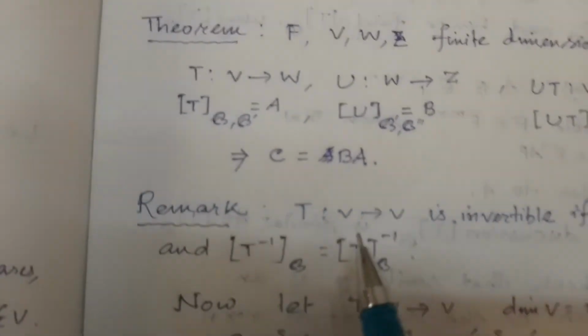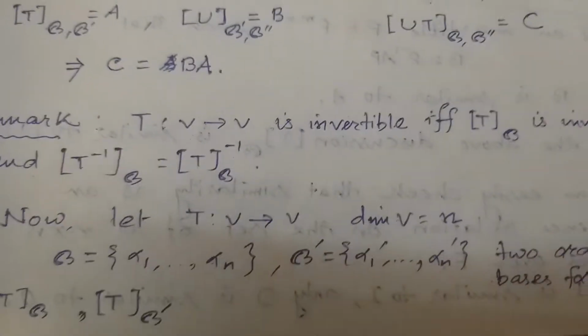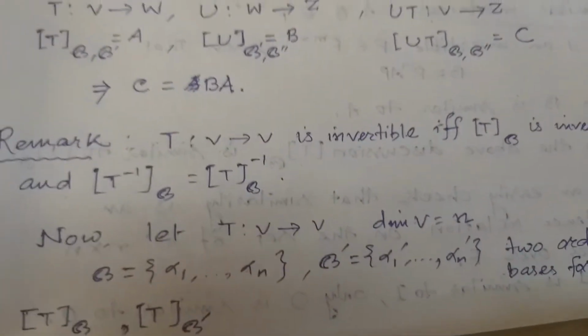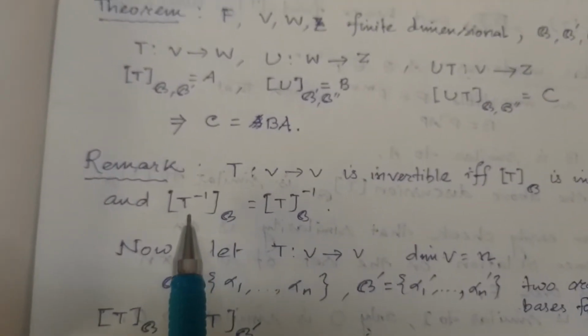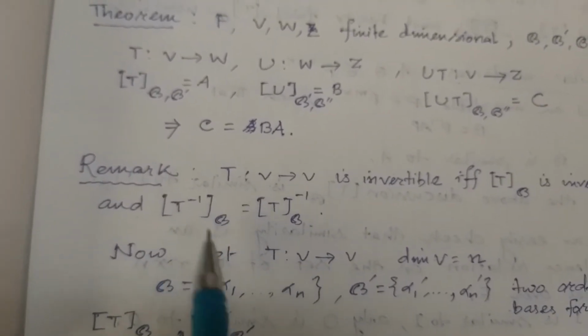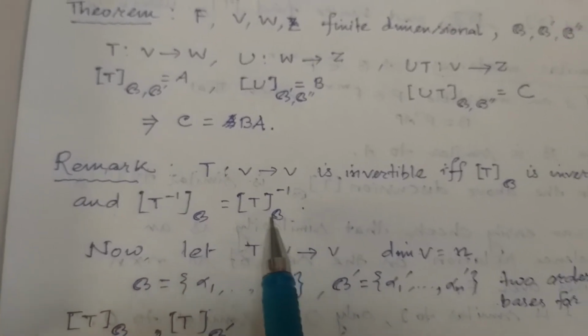Fine. Next we have a remark. Let T be a linear operator from V to V. T is invertible if and only if the matrix of T with respect to B is invertible. So if the representing matrix is invertible, then the linear transformation is invertible. Further, the matrix of the inverse transformation T inverse is the inverse of the matrix of T.